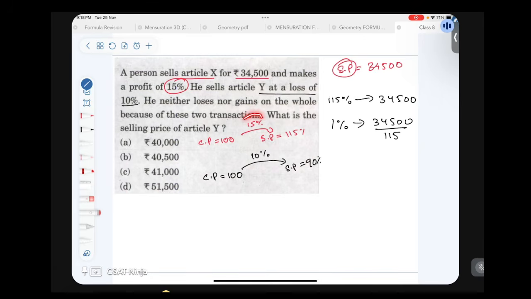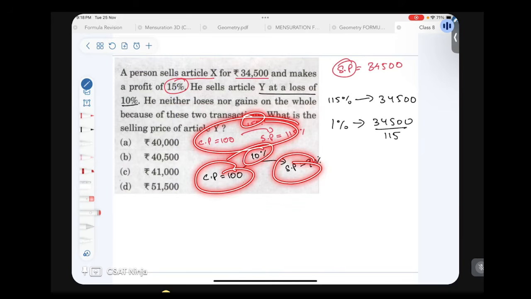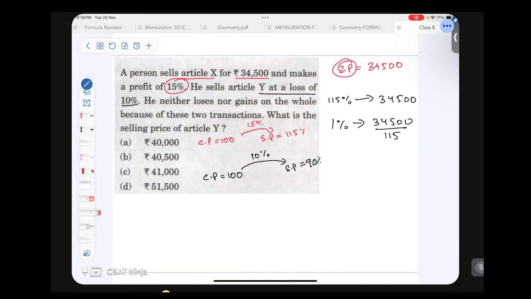If you look here carefully, let's try to understand like this. He's gaining some money here and he's losing some money here. The question says he neither loses nor gains in the whole transaction. That means by selling this one at a profit and this one at a loss, there is no profit nor loss, which means the amount that he lost here was being covered up by the amount earned in this one. So can I write like this?